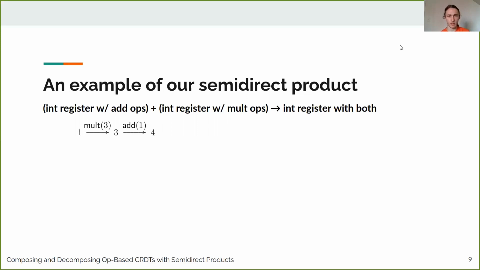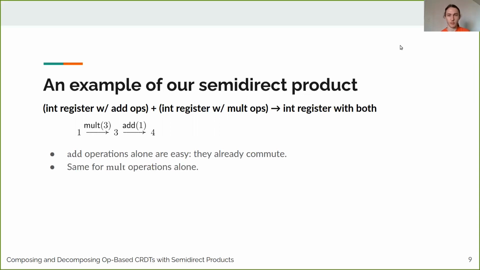But of course, the tricky part is that multiple users might be making these operations concurrently, and we have to resolve conflict between them. So add operations alone are easy. They already commute, so there's no conflicts. Similarly for multiplication operations, but they conflict with each other. For instance, if Dave and Mary are sharing a counter, and then Dave says to multiply his state by 3, while concurrently, so without coordination, Mary says to add 1 to her state.